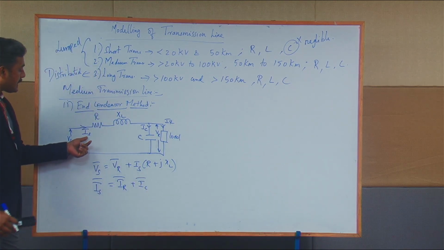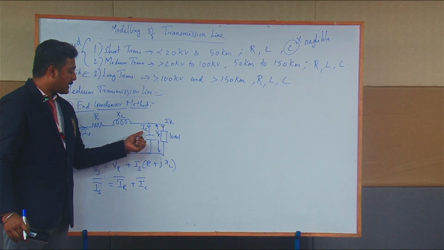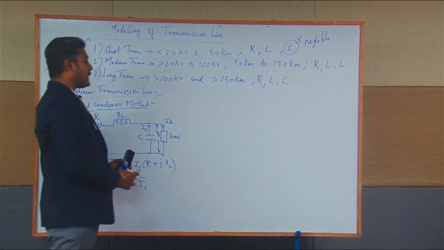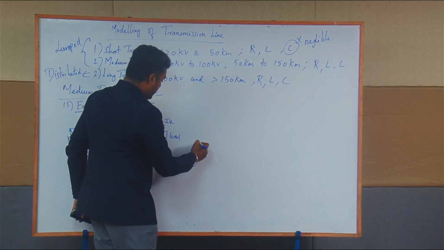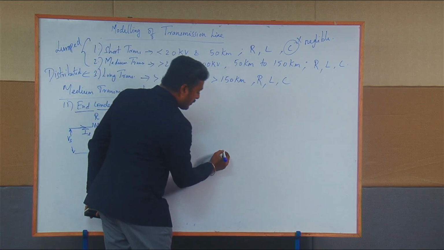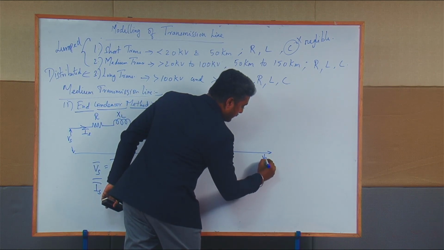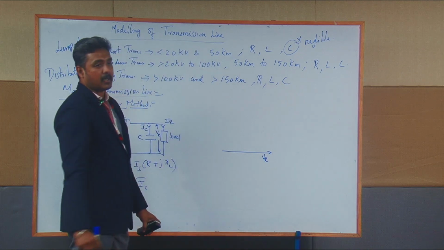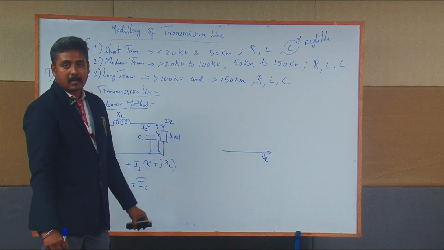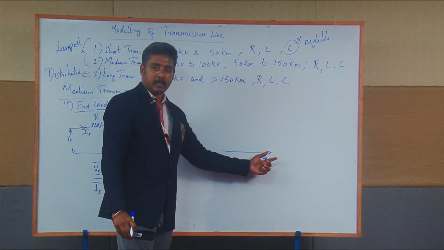See here, sending end current is Is, receiving end current is IR, and current towards the capacitor is taken as IC. Now we are going to draw the phasor diagram. In a phasor diagram, first we have to decide the reference vector. The reference vector we are choosing is the VR vector. Whenever you draw a phasor diagram, first choose the reference vector. The reference vector will always be at 0 degree.